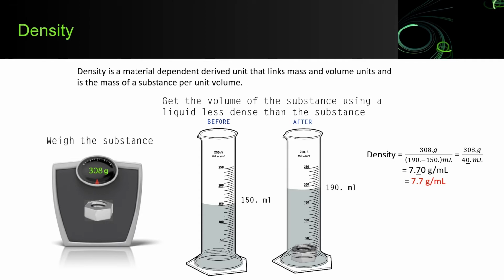To calculate the density, we divide the mass of the nut, 308 grams, by the volume of the liquid that was displaced when the nut was placed in the graduated cylinder. In this case, the volume of the nut is 190 milliliters minus 150 milliliters, which is 40 milliliters. Notice how the units are now in the ratio we desire for density, grams divided by milliliters. Being careful to keep track of the sig figs in this mixed computation, we end up with a 2 sig fig value of 7.7 grams per milliliter for the density of the metal nut.